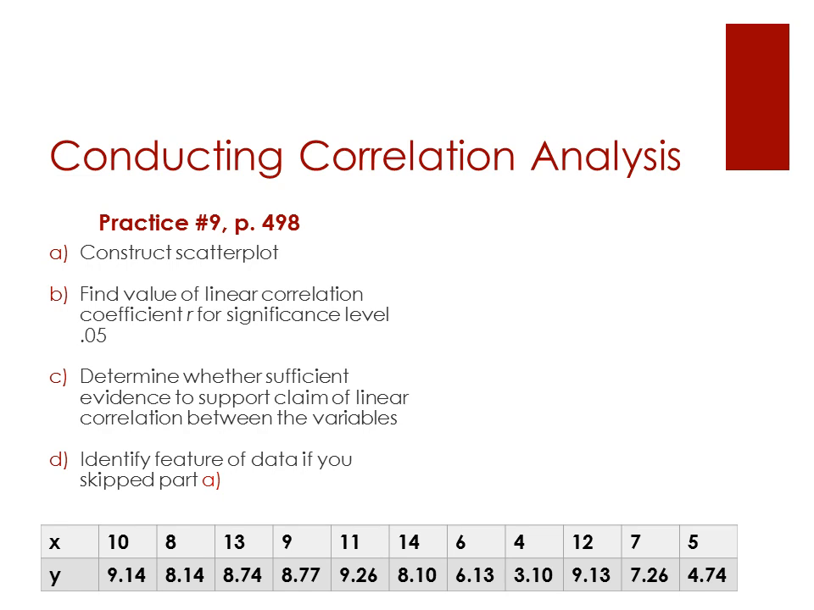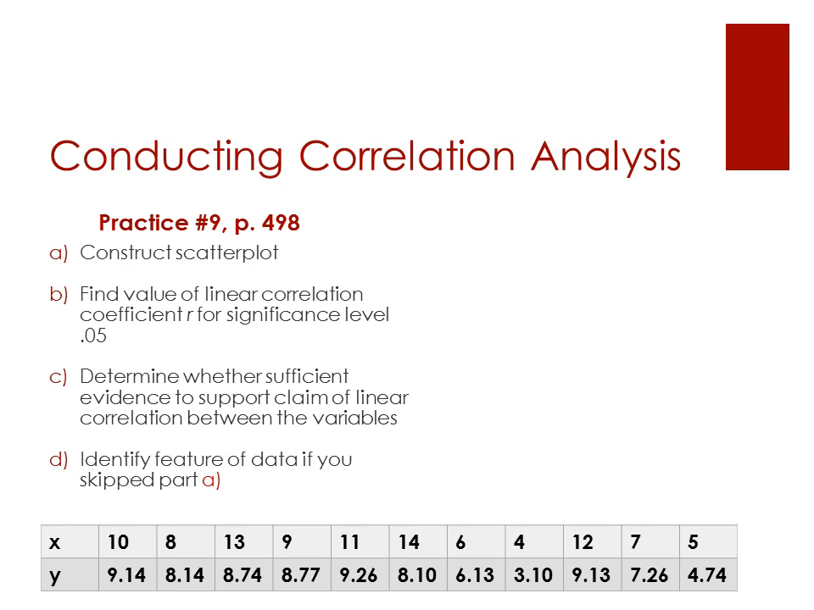Okay, now let's take a look at solving some problems with correlations. So here we're going to use practice problem number 9 on page 498, and I've got the data there for you at the bottom. We're going to go through several steps for examining the data and working with it with a correlation. First we're going to construct a scatter plot, then we're going to find the value of the linear correlation, and then we're going to determine whether or not that's sufficient evidence to support the claim for the linear correlation.